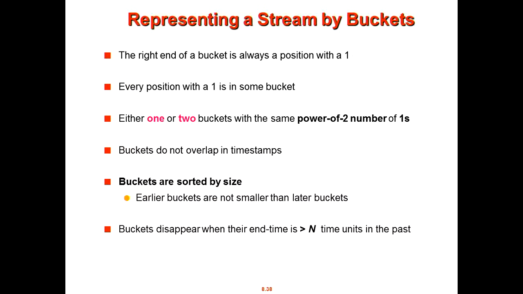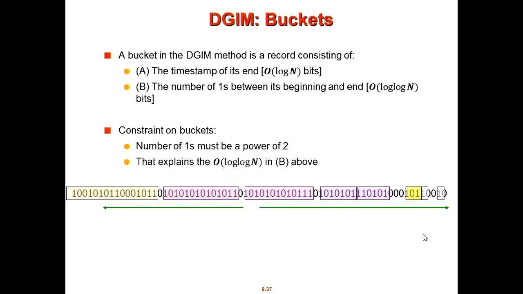And how can we represent the stream by these buckets? The algorithm is like this. The right end of the bucket is always a position with a 1. So in this example, all the right positions of each bucket are always a 1.